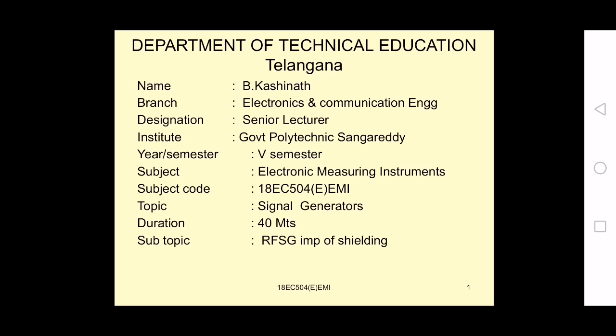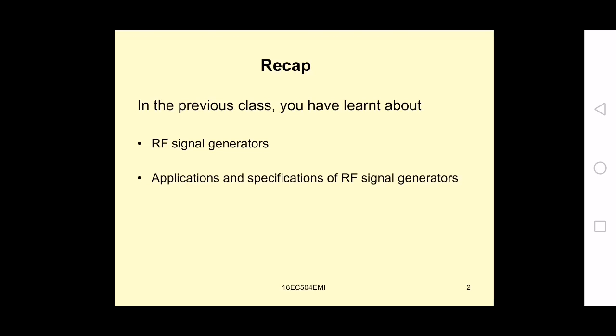And next thing, in this class we are going to discuss about the shielding. In the previous class we have discussed about the RF signal generators, how we are generating the RF signal, and applications and specifications of the RF signal generator. The RF signal generator is an instrument used to generate RF waves of sinusoidal waves, and it consists of the frequency selector, amplifier, output level meter and calibrated attenuator and output.